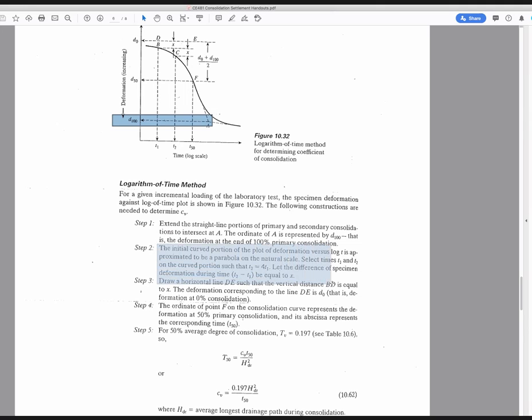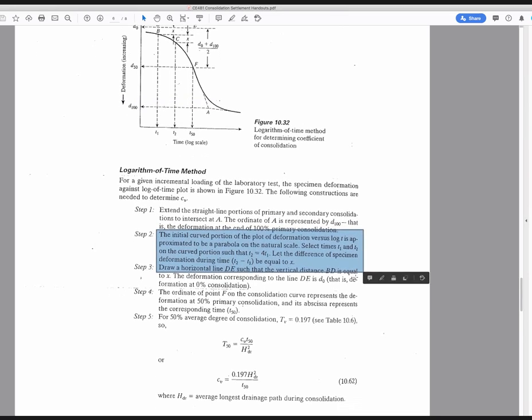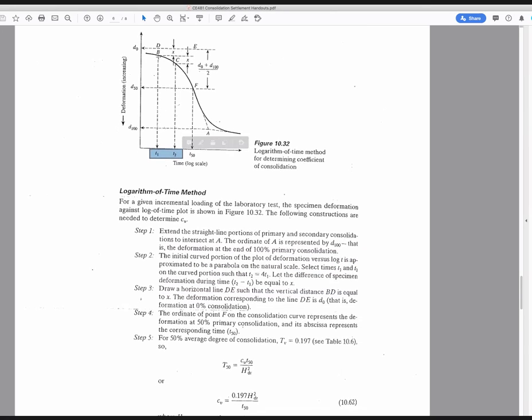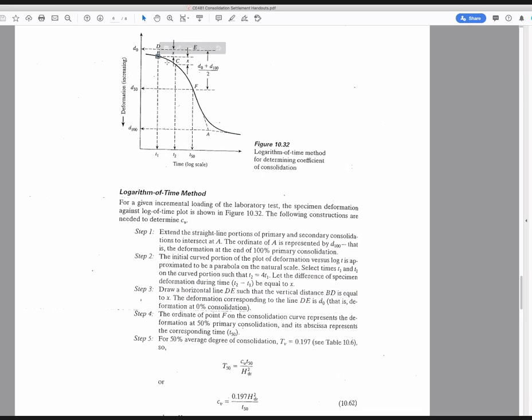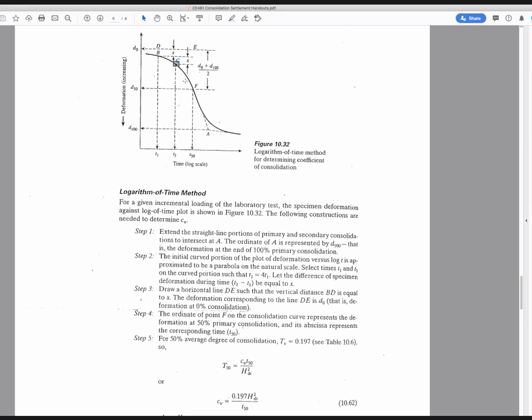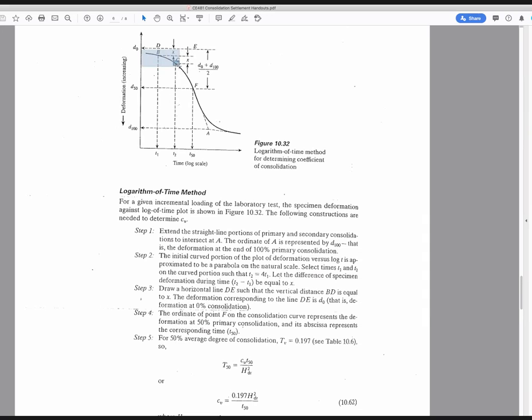The initial curve portion of the plot is approximated by a parabola. And what you're going to do is select times T1 and T2 such that T2 is 4 times T1. So you just jump in here and grab 2 arbitrary points, one there, B, and one there, C, making sure that point C is occurring 4 times later in time. So you might take a 1-minute reading and a 4-minute reading, or a 2-minute reading and an 8-minute reading. It should be near the beginning of your consolidation curve. So somewhere up in here, you should be doing that.